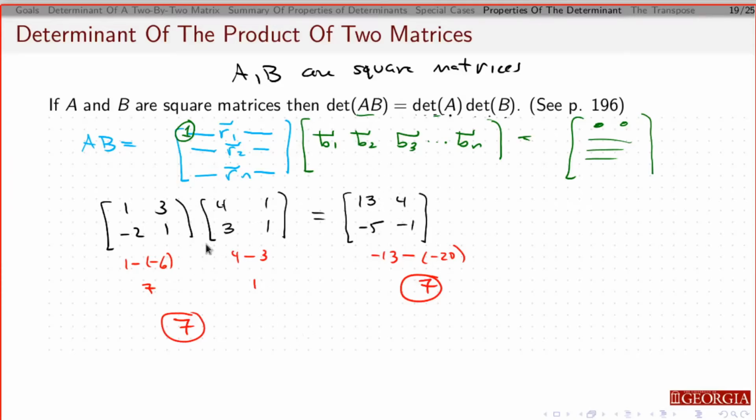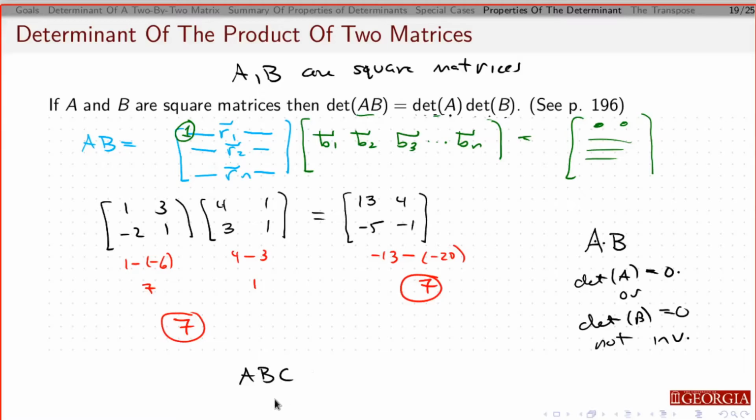Another thing to note here is this. If I have A times B, and I want to know is the product invertible, if the determinant of A is 0 or the determinant of B is 0, it's not invertible because the determinant of the product would be this times the determinant of A times the determinant of B. And you can extend that idea to 3, right?